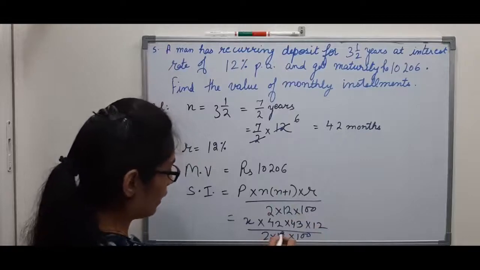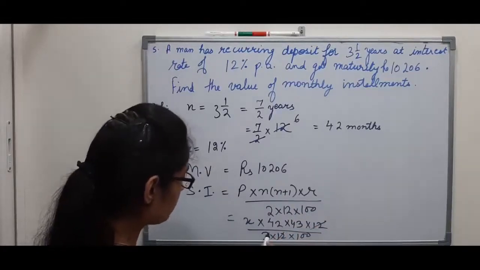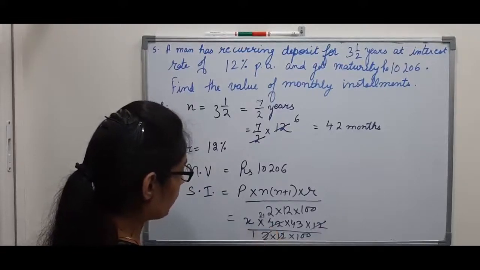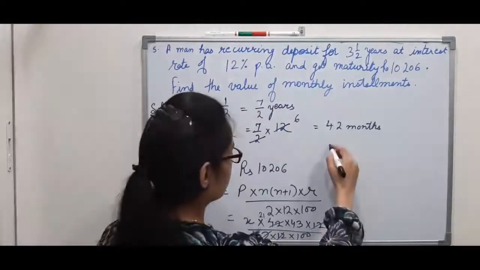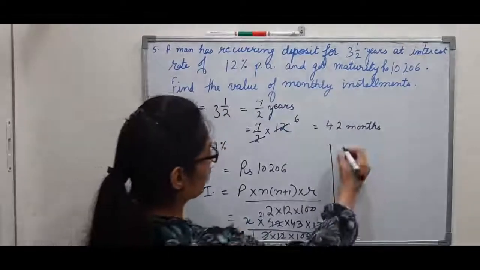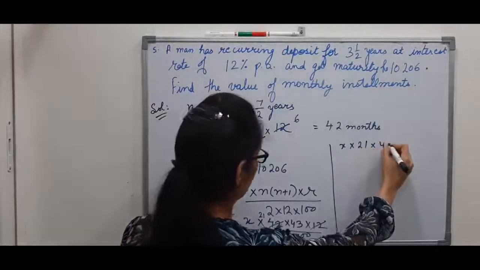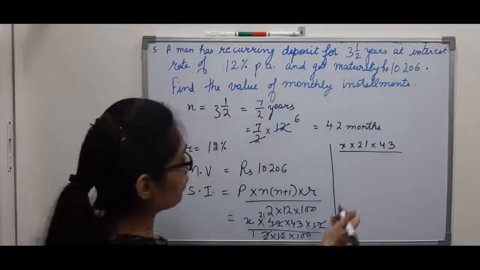So 12 and 12 will get cancelled. This 42 again I can simplify. 2 into 1 is 2. 2 into 21 is 42. So now I can see I am left with x into 21 into 43 by only 100 is there.